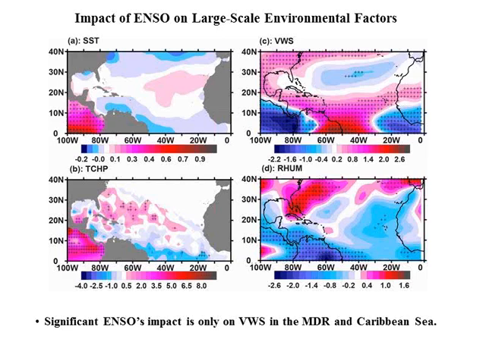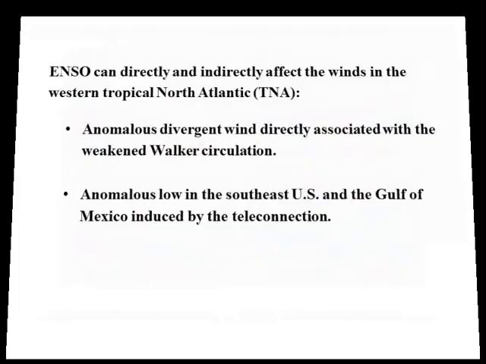And for humidity, almost not significant. The most significant is vertical wind shear over the whole MDR region. So this means ENSO's impact on the large-scale ocean-atmosphere variables in the Atlantic Ocean is through the vertical wind shear. So the question is how ENSO can do that.